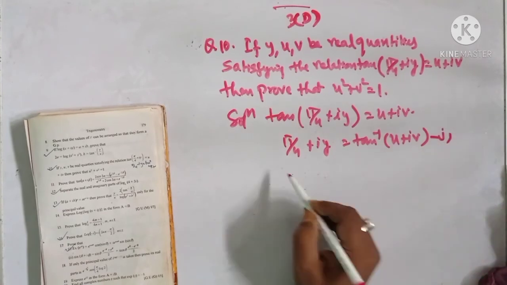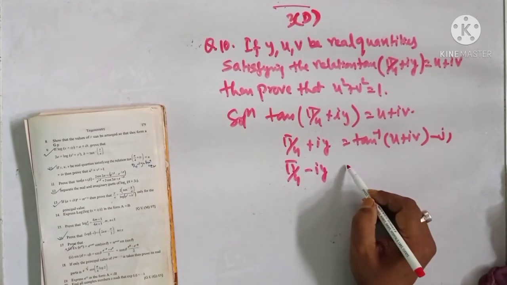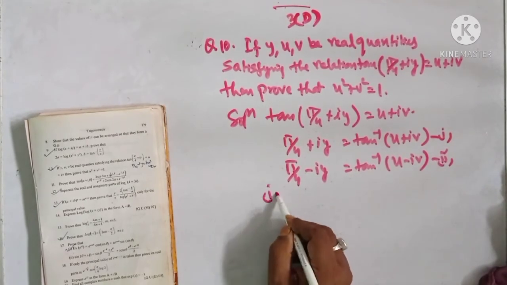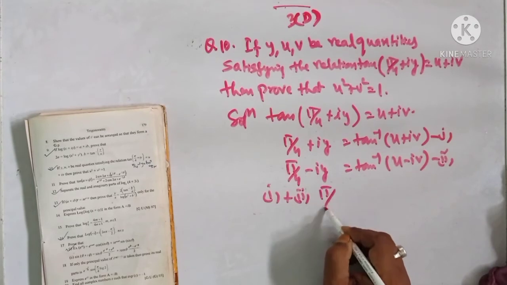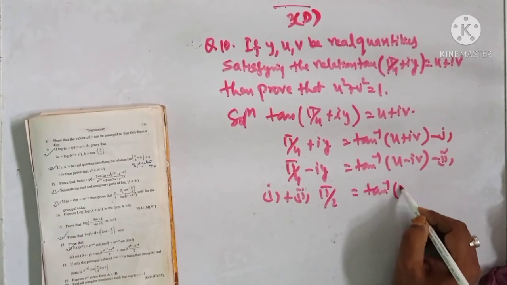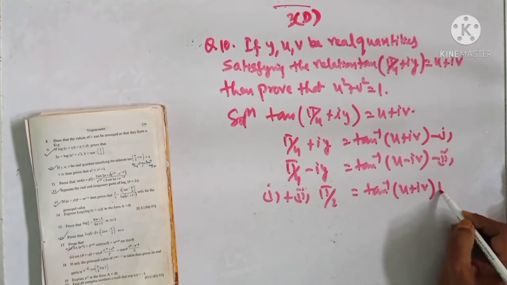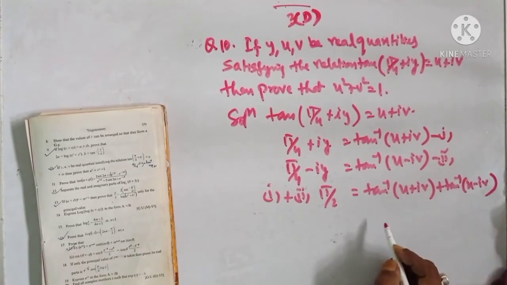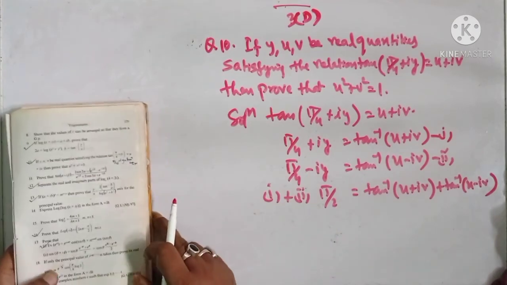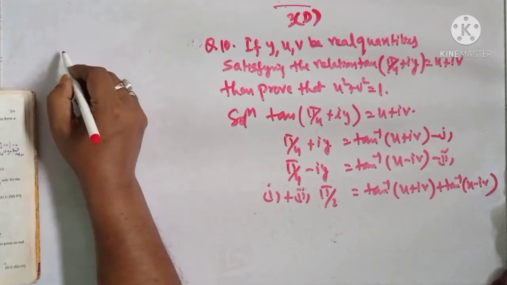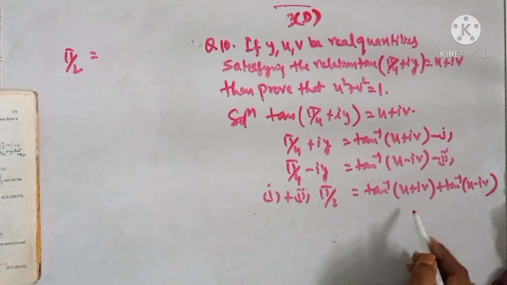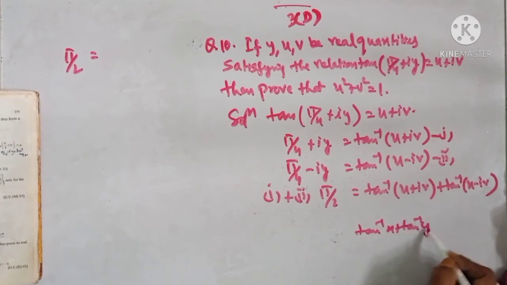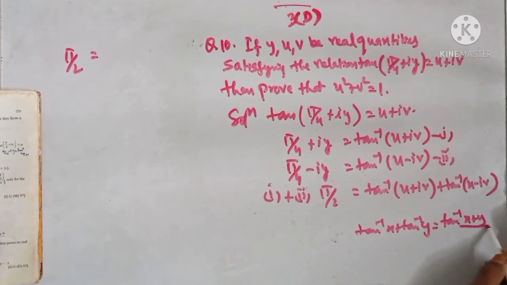So this is equation 1. Again, pi by 4 minus iy will be tan inverse of u minus iv; adding 1 and 2, you get pi by 2 is equal to tan inverse of u plus iv plus tan inverse of u minus iv. So from here you see that pi by 2 is tan inverse x plus tan inverse y, and the formula is tan inverse x plus tan inverse y equals tan inverse of x plus y by 1 minus xy.